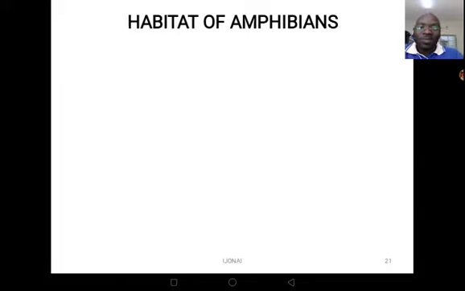Great. So let's move to the habitats of the amphibians. Habitat means where do they stay? In case we sent you today to look for the amphibians, where would you get them?